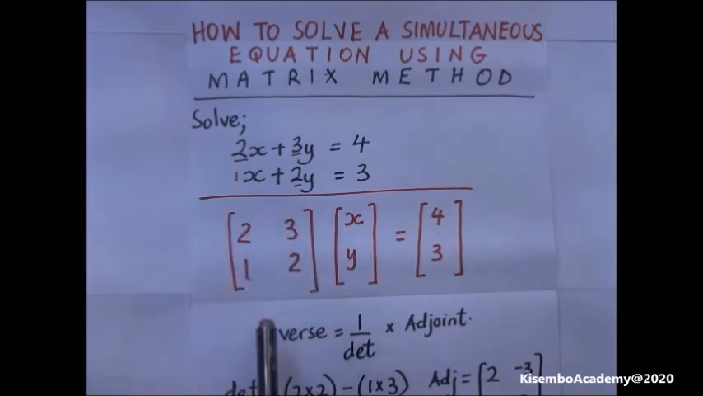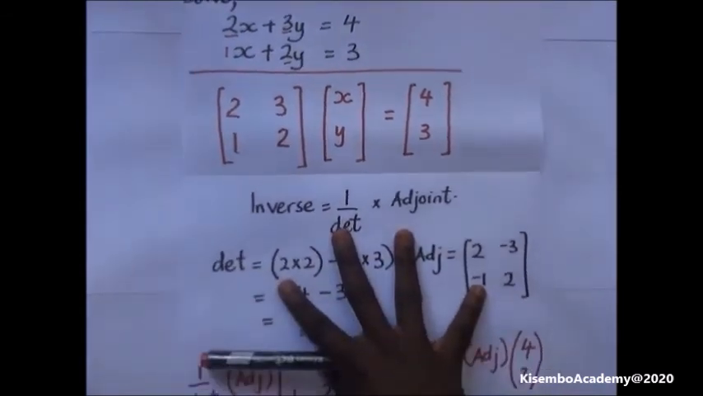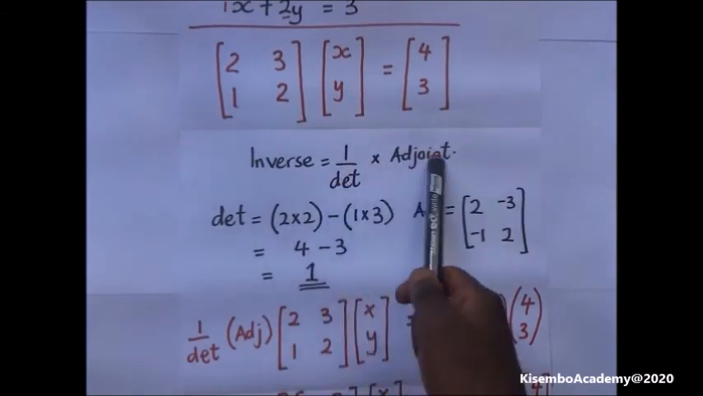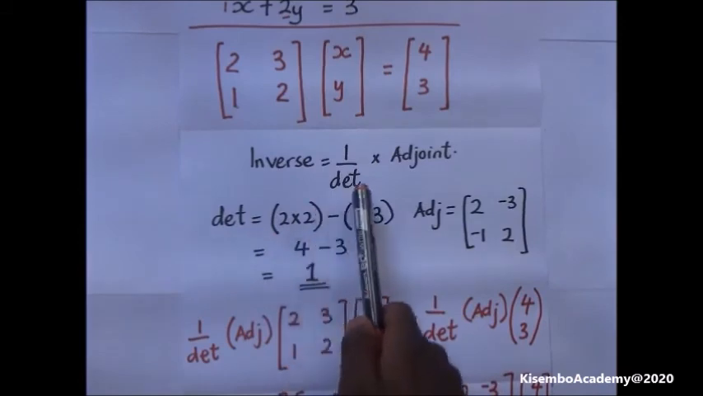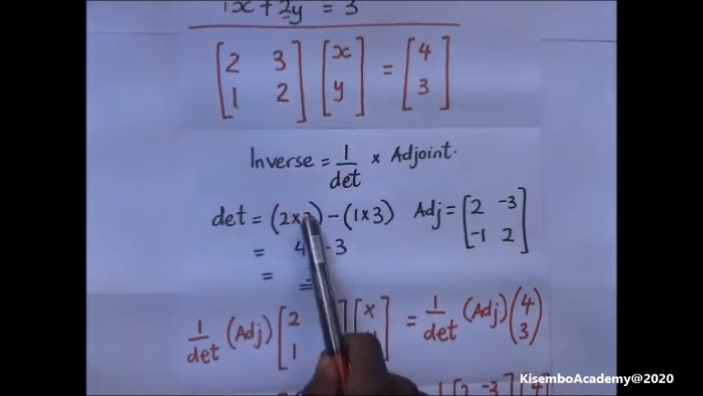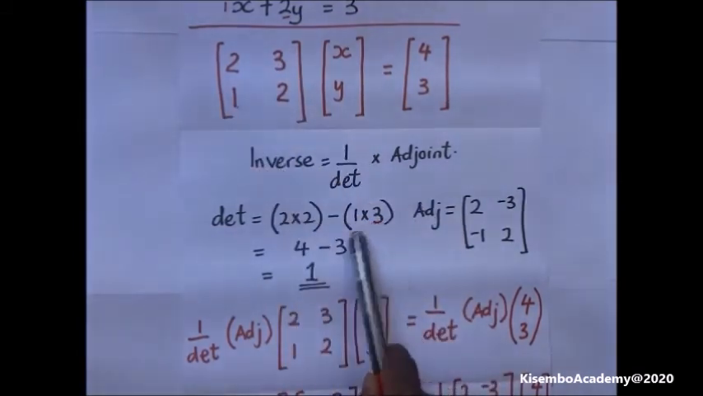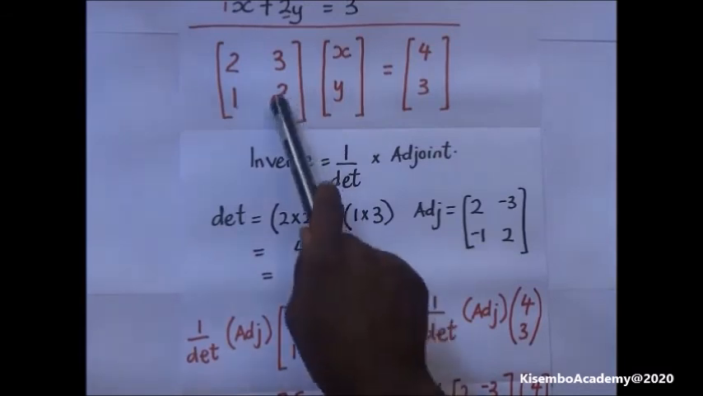In our previous videos, we explored in detail how to find the inverse of the matrix. So we all know that the inverse of the matrix is equal to 1 over the determinant times the adjoint. So we first get the determinant of this matrix by saying the major diagonal, which is 2 times 2, minus the minor diagonal, which is 3 times 1, to get our determinant as 1.